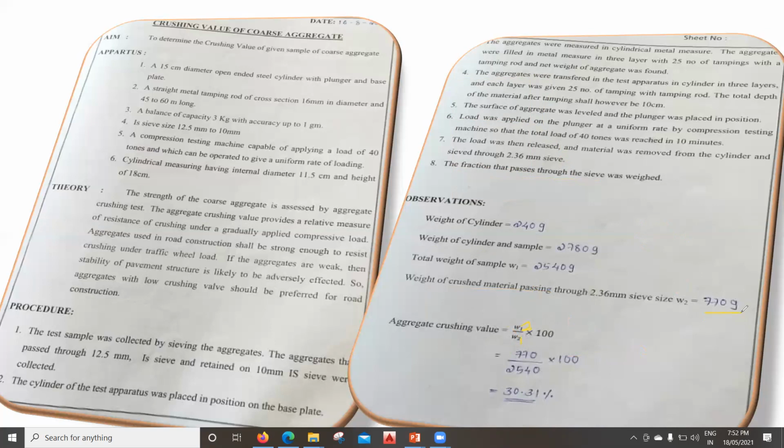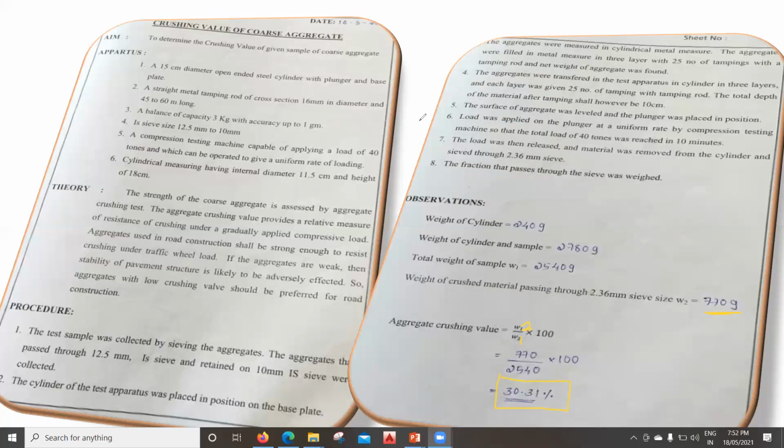So W2 is 770 gram. That is the weight of crushed material passing through the sieve. You divide it by the weight of the sample, that is 2540, into 100. If I do it manually, 770 divided by 2540, and if I multiply it by 100, I'm getting 30.31. So 30.31 is a percentage. That is, the aggregate crushing value is written in terms of percentage, and it comes out to be 30.31%.